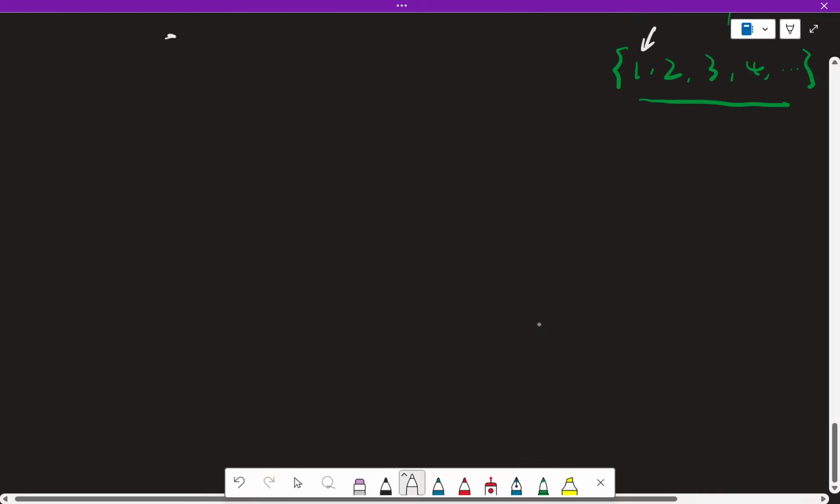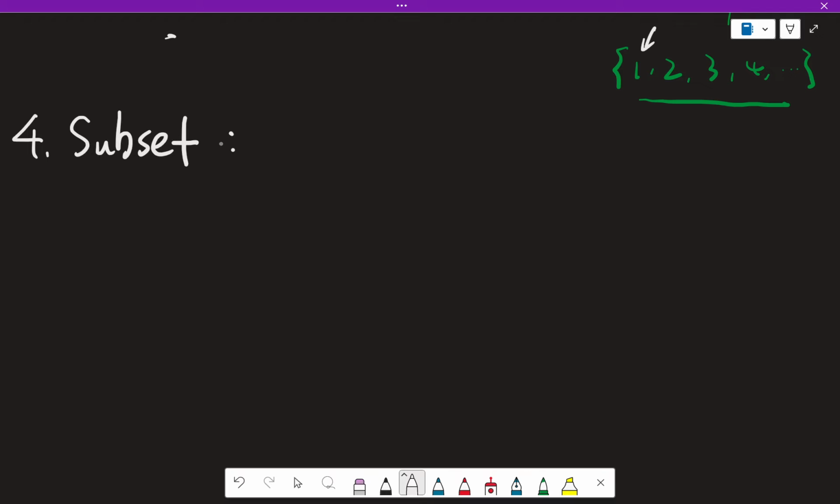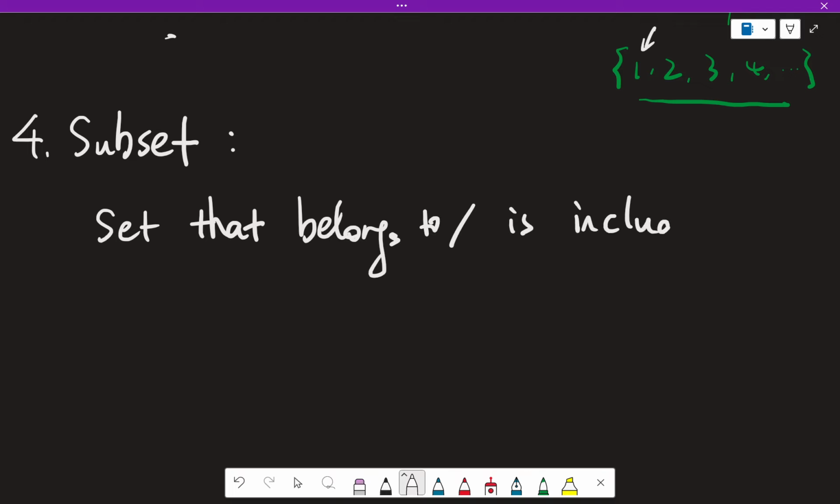Next, we are going to talk about subsets. So what is a subset? A subset means a set that belongs to or is included in a parent set.